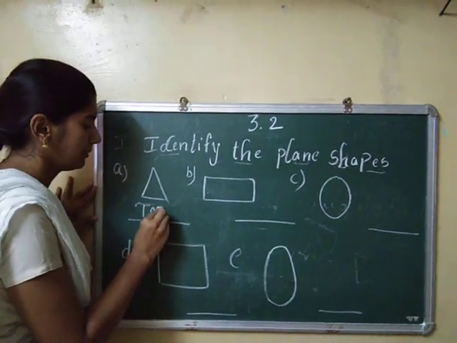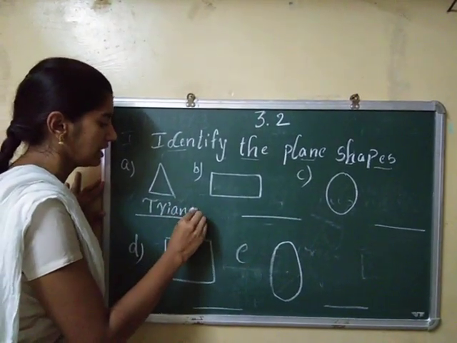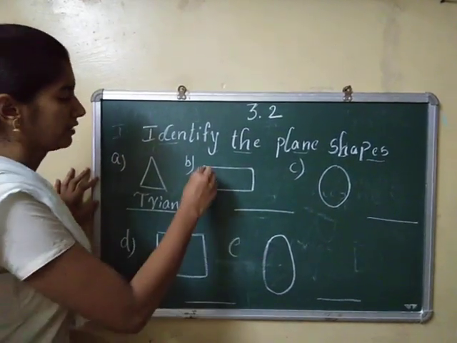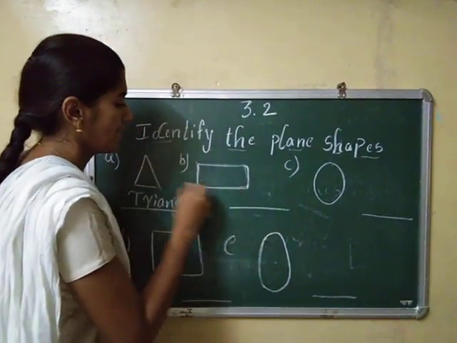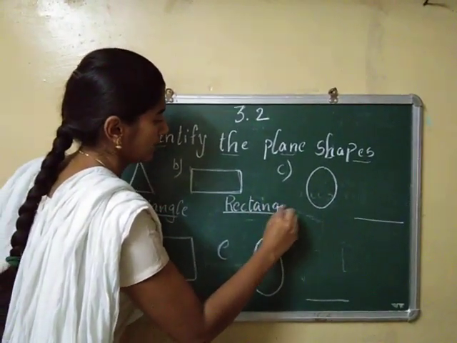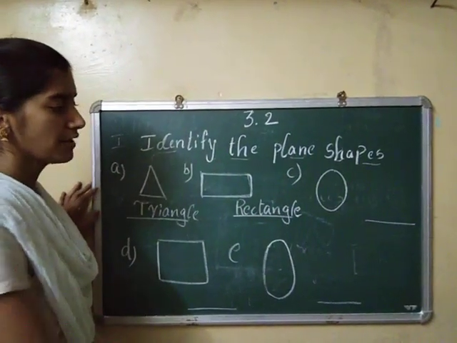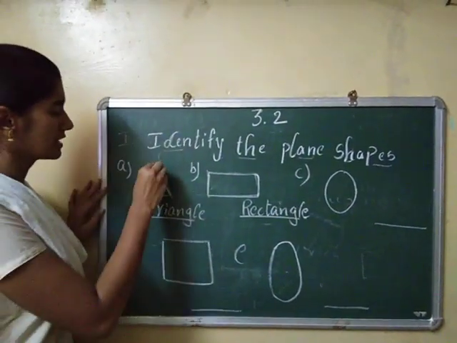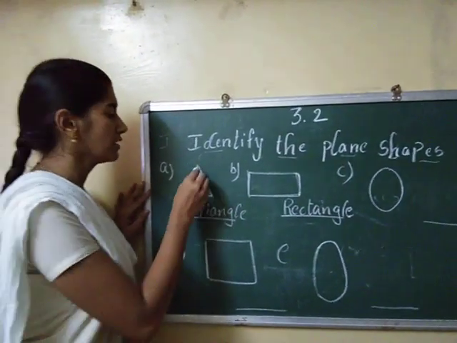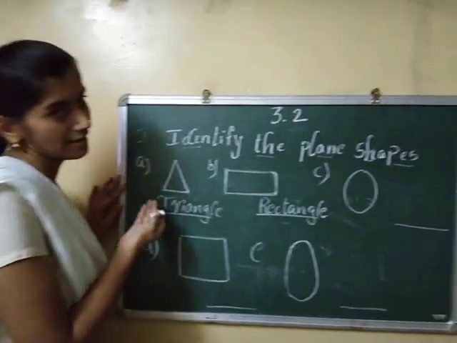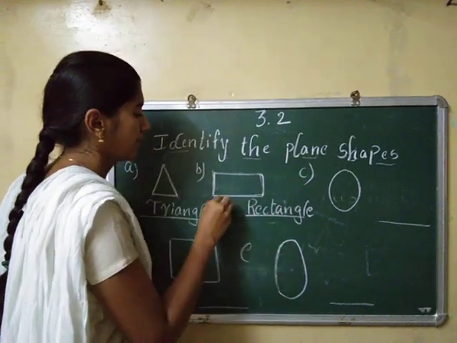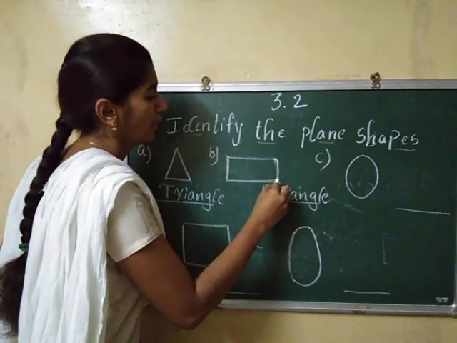I hope you all know that it is triangle, T-R-I-A-N-G-L-E. If we are moving for B1, the shape is known as rectangle, R-E-C-T-A-N-G-L-E, rectangle. Next, if we are moving for C1, here we can see how many sides are here, 1, 2, 3 in this triangle, and also corners, 1, 2, 3. 3 sides, 3 corners. If we are coming for rectangle, the sides are 1, 2, 3, 4, and also 4 corners, 1, 2, 3, 4.